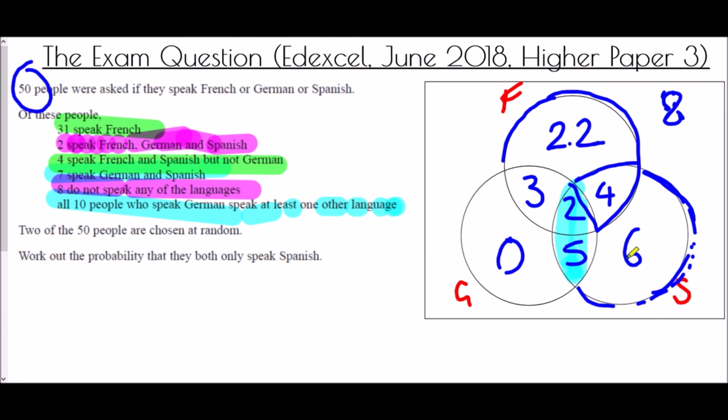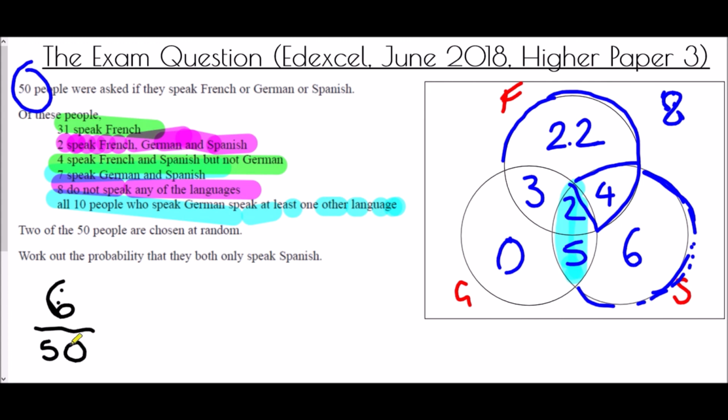Now that value is going to be very, very important, because now when it comes to the actual question, 2 of the 50 people are chosen at random. Work out the probability that they both only speak Spanish. So we need to begin with the first person that we select. The first person is going to be one of the 6 people, and it's 6 people out of 50.